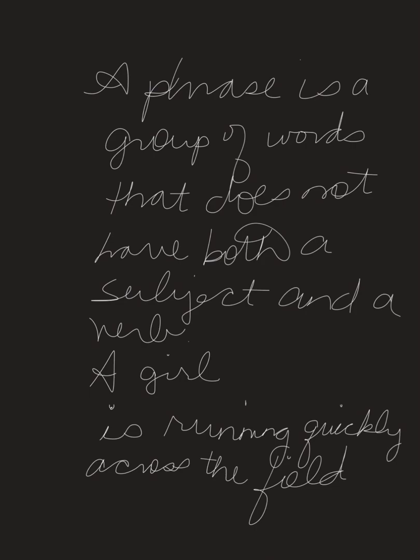Today's lesson is on phrases, dependent clauses, and independent clauses. So first of all, a phrase is a group of words that does not have both a subject and a verb or a predicate. Examples would be a girl. Another example is running quickly or across the field. None of these has both a subject and a verb, and therefore they are all three different kinds of phrases. Next slide.